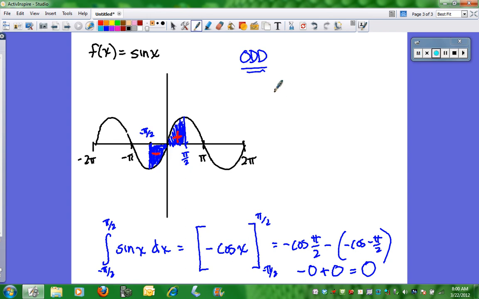So the property is, if f of x is odd, the integral from negative a to a, meaning the same value but opposite signs, is equal to 0. It only works when they're the same value but opposite signs. So keep that in mind.